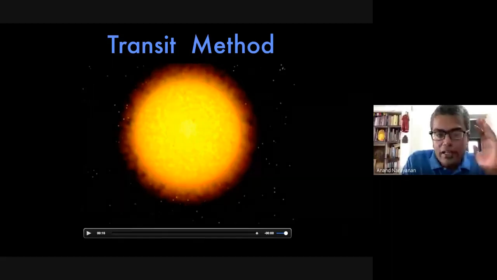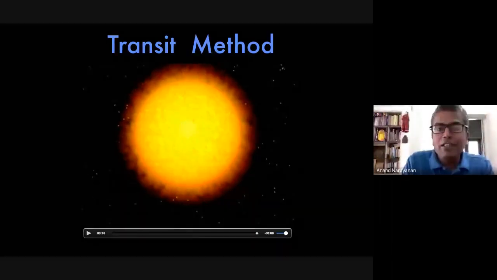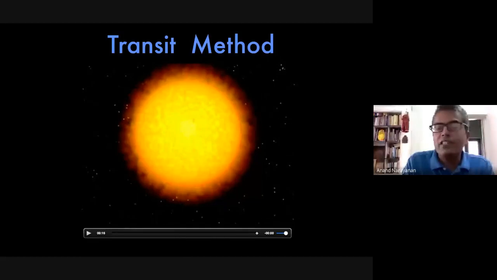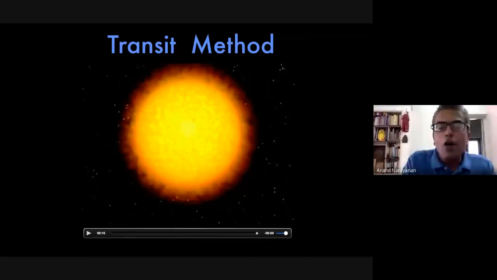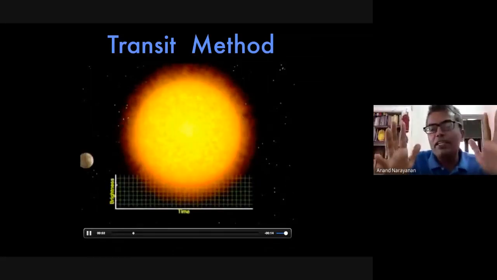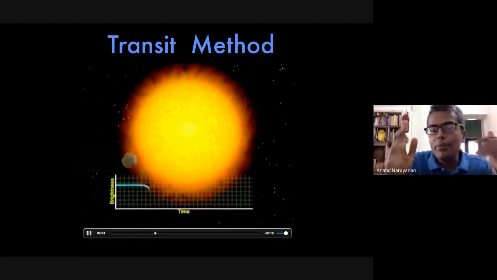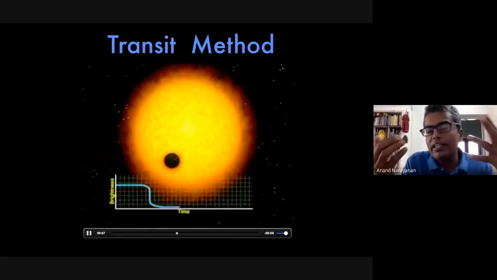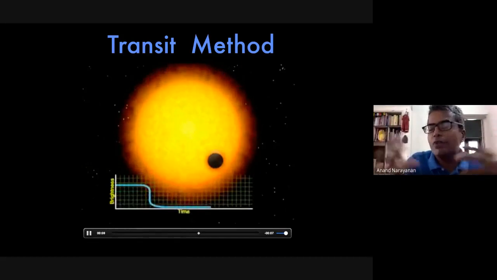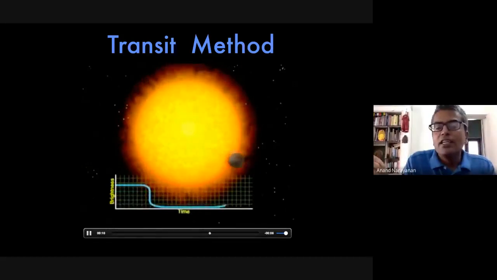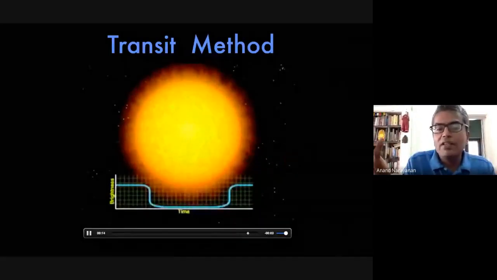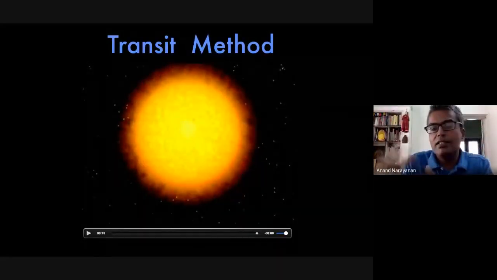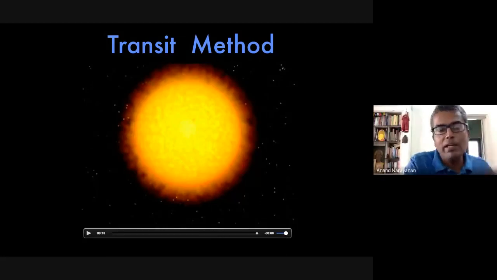Now again, let me remind you that this is an indirect method. Okay, what you just saw is an animation. It's just a computer visualization of what is happening. In reality, we don't see the planet. All we are doing is monitoring the brightness of the star, and the periodic dip in brightness is used to infer the presence of an unseen companion around it. And depending on the size of that unseen companion, it's decided whether it's a planet or some other kind of object.